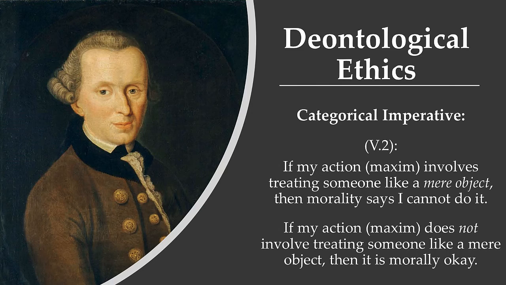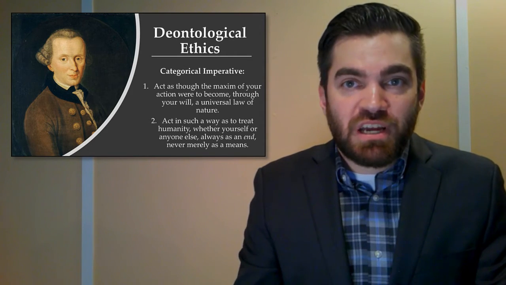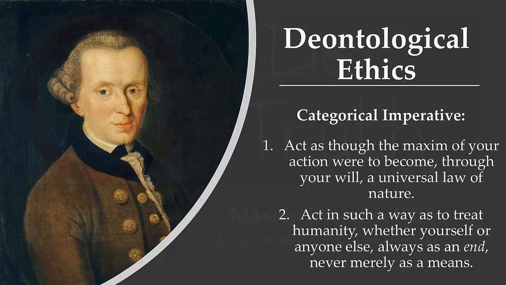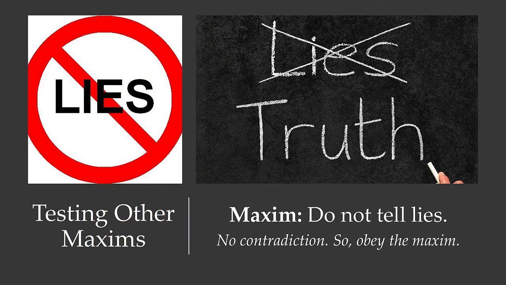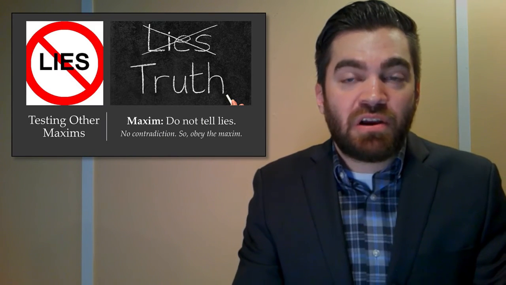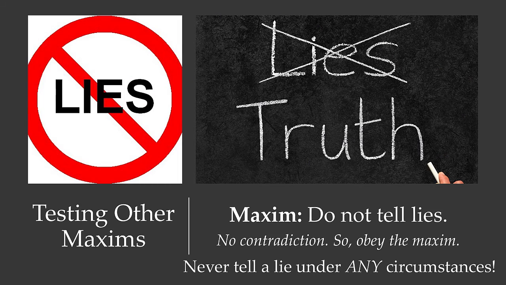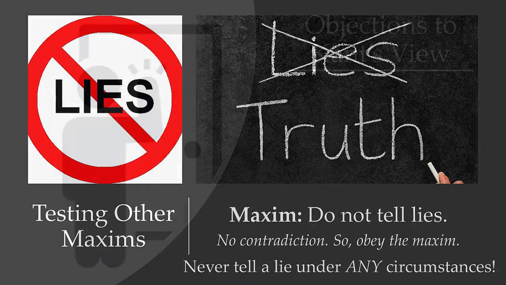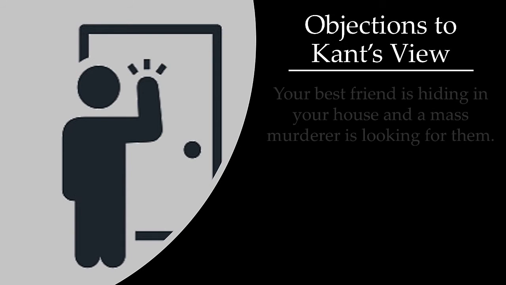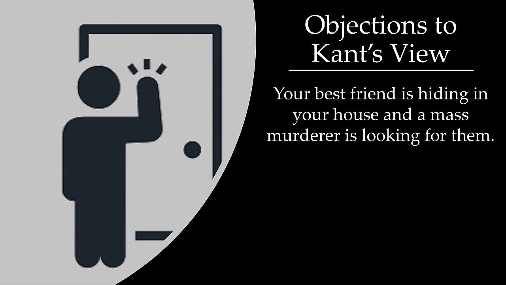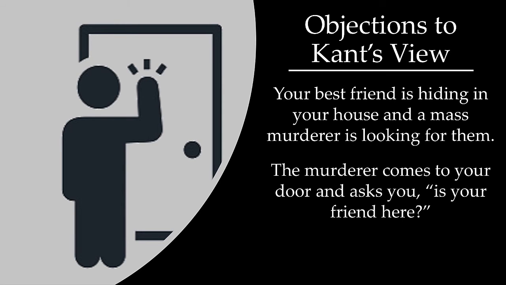Now, to be fair, Kant's moral theory has gotten all sorts of objections over the years. For example, we said the maxim, do not tell lies, seems to pass his test. That means, from a moral perspective, you should never tell lies. And again, since it's a categorical imperative, there are no exceptions. You should never tell a lie under any circumstances. A famous objection goes like this. Imagine that your best friend is hiding in your house, they're being hunted by a mass murderer, and the mass murderer comes to your door and says, "Is your friend hiding here?"